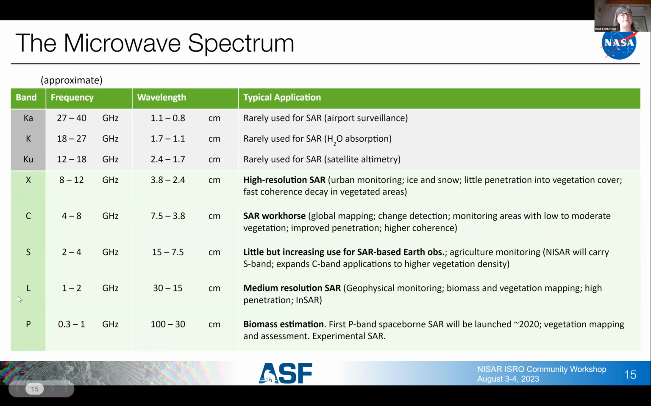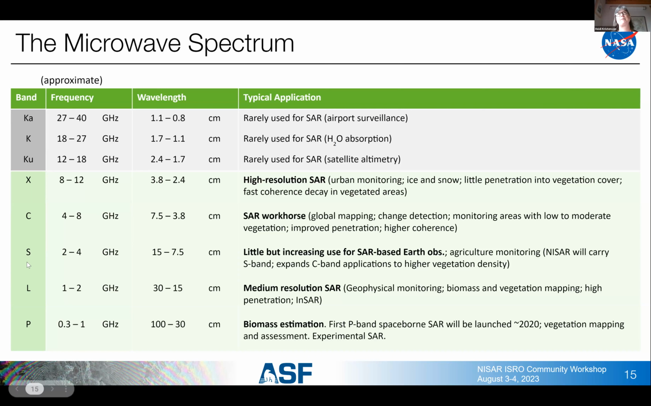And then the other really commonly used band is L. And this is one of the longest bands that is commonly flown on spacecraft in particular. So that has a wavelength of around 25 centimeters. And for those of you who are familiar with the NISAR mission, which is what we're preparing you for in using NISAR data, the NISAR mission will have an L-band sensor that collects data globally, but it also will have an S-band sensor. And this is quite unique.